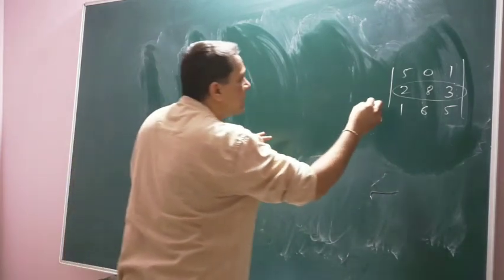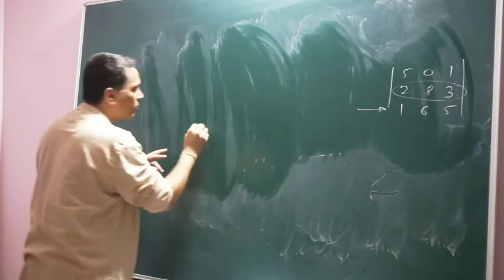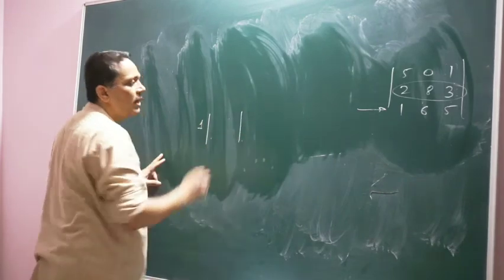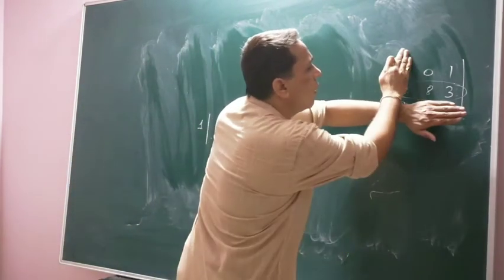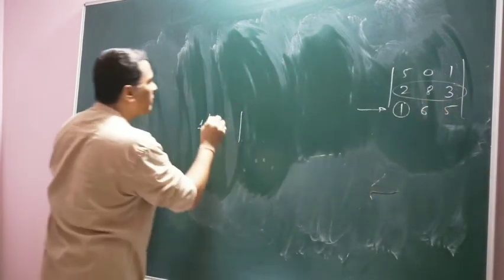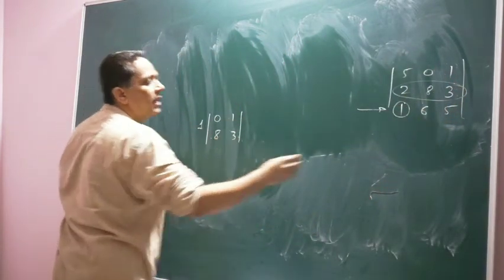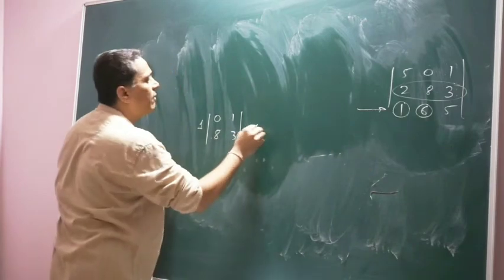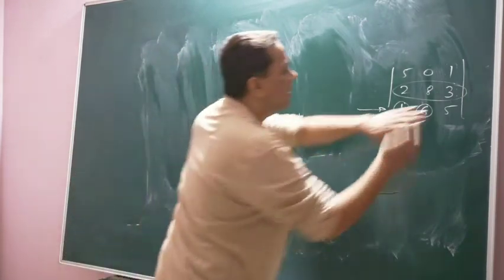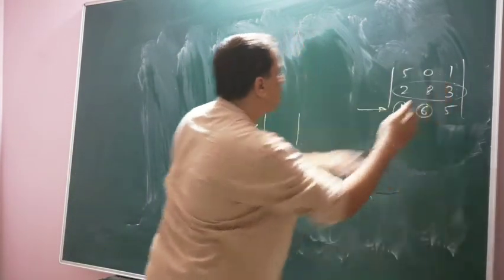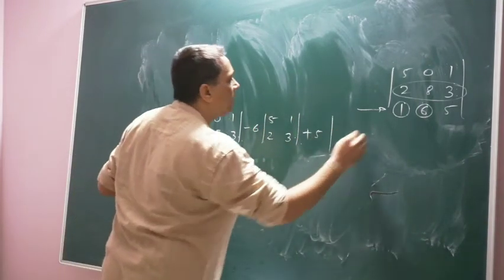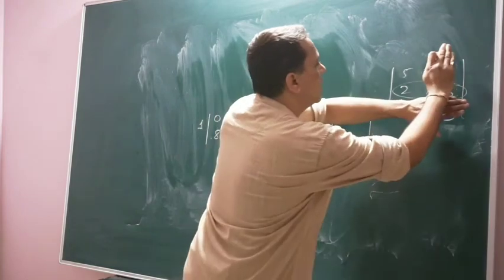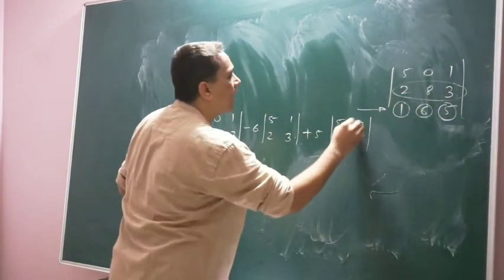We will consider this time third row. Let's find the value considering third row. First element, forget the row and column, 0 1 8 3. Then consider the second element, always subtract the second element, forget the row and column, 5 1 2 3, and always add the third element. Now what remains is 5 0 2 8.